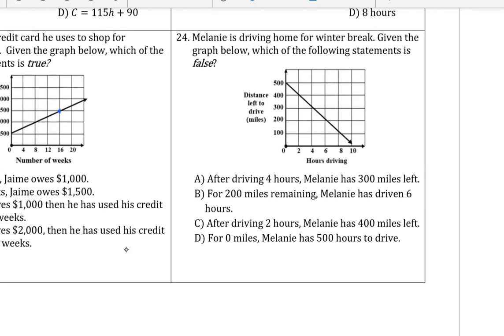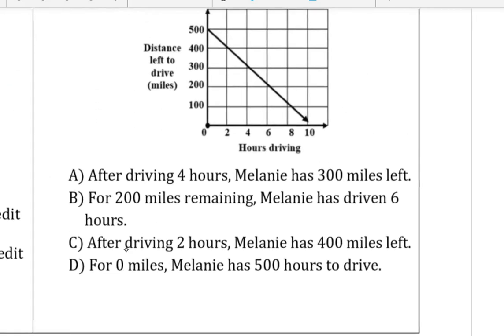Okay, so now we're looking for false. After driving for 4 hours, Melanie has 300 miles left. So 4 hours, 300, that's correct. 200 miles remaining, Melanie has driven 6 hours. That's correct. After driving for 2 hours, she has 400 miles left, good. For 0 miles, she has 500 hours to drive.